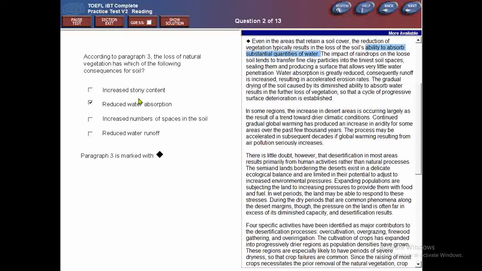Here is an example: reduced water runoff. So here, consequently, water runoff is increased. It's the opposite of this. Water absorption again appears from the topic sentence: water absorption is reduced and water runoff is increased, resulting in accelerated erosion rates. So soil erosion also increases.